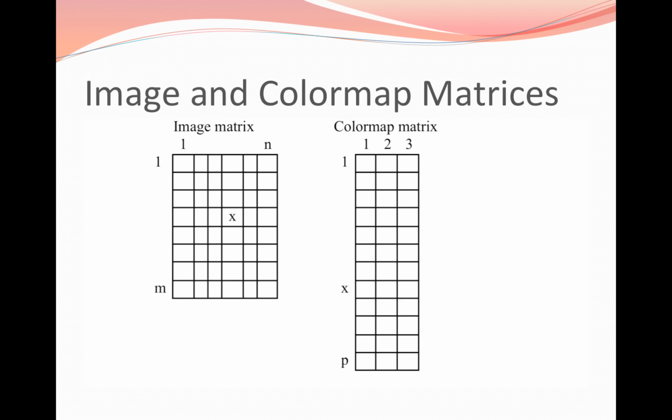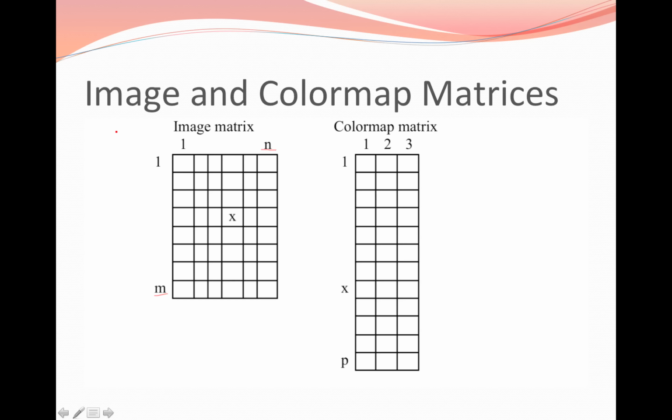So here's a schematic of what the image and the color map matrices look like. The image matrix is M by N, so we have M rows and N columns. So that's our image matrix. If the image matrix actually is this small, then you're going to see very crude blocks of colors when you actually display the image.